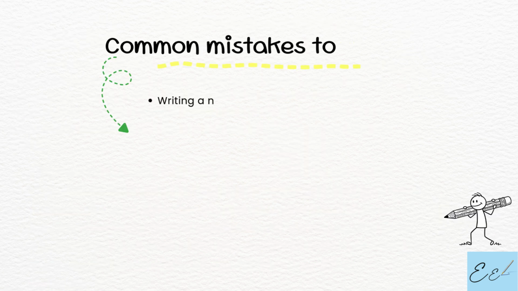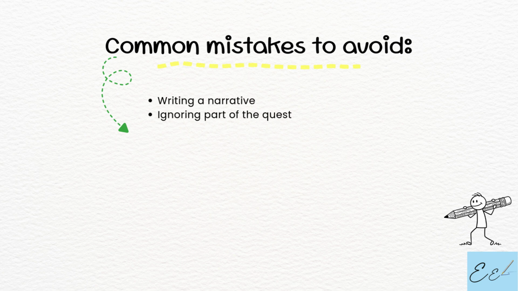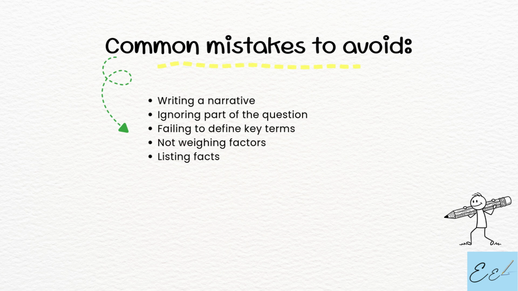Let's look at some common mistakes that we should avoid. We should avoid writing a narrative. In other words, don't tell the story. You should avoid ignoring parts of the question. You should avoid failing to identify and define key terms. And you should avoid not weighing your factors correctly. You should also avoid listing facts without any kind of analysis.